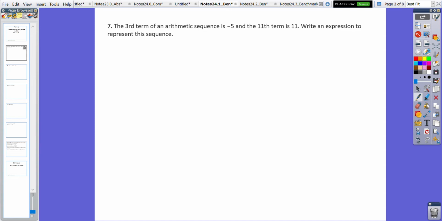First problem I want to look at in that packet is number 7. It says the third term of an arithmetic sequence is -5 and the 11th term is 11. Write an expression to represent this sequence. In past problems, we've seen it where you just have to identify the first term and the common difference. Here we're going to take it a step further and actually write out the expression for the nth term in the sequence.